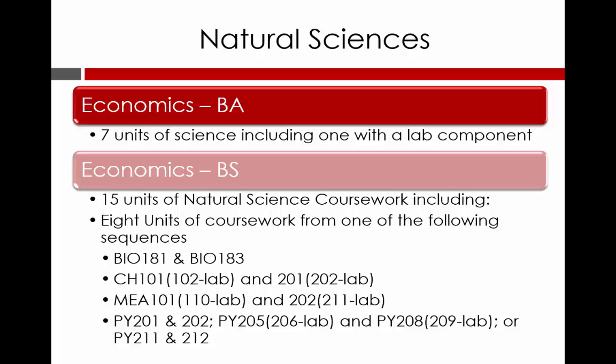For the BS requirements, you must complete 15 units of natural science coursework. Similar to the BA, you will take 7 hours of natural science from the courses listed in Requirement Details. In addition, you will take 8 units of a natural science sequence. Your options can be found on screen in addition to clicking Requirement Details.